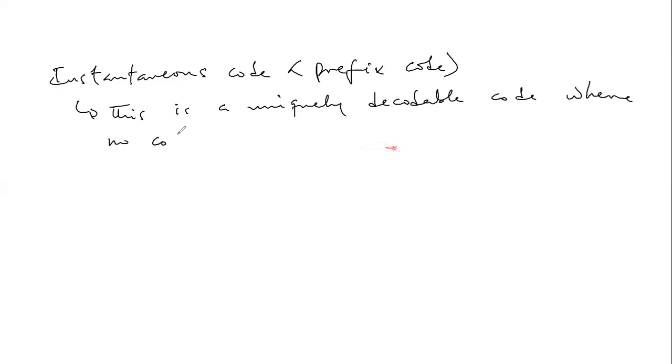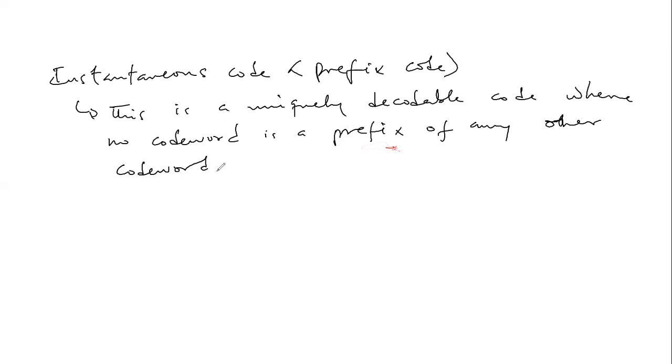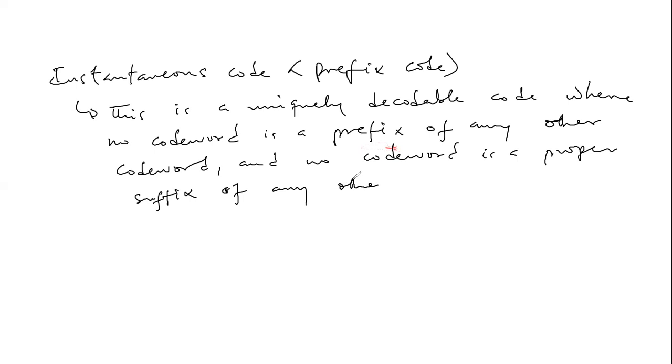where no code word is a prefix of any other code word. And also, no code word is a proper suffix of any other code word. This means that each code word uniquely identifies a message symbol without the need to look ahead or backtrack to say, well, this code is confusing, okay? It's actually telling us something else.